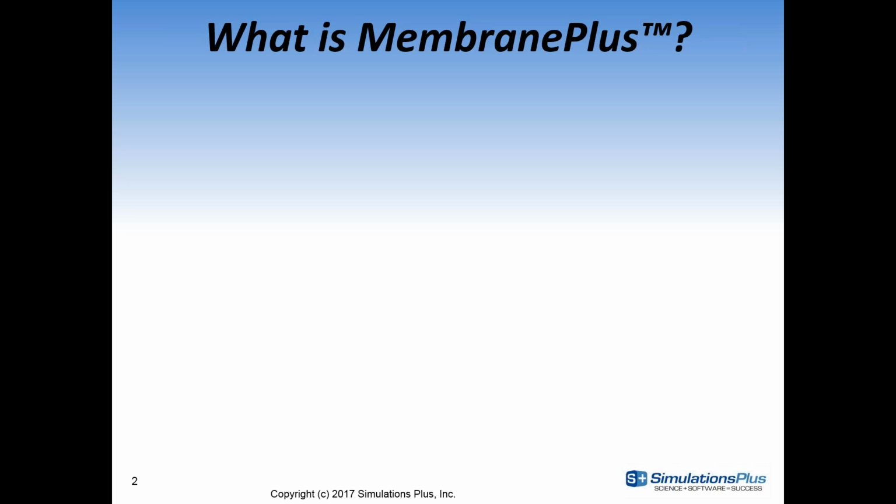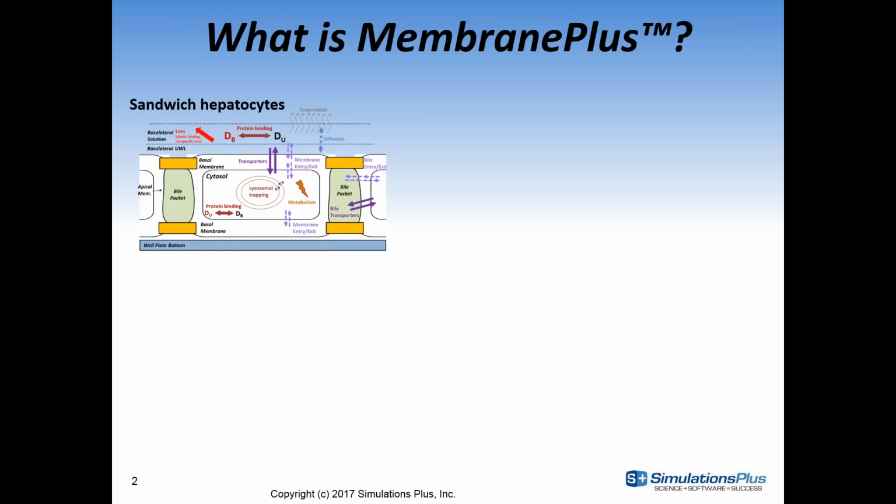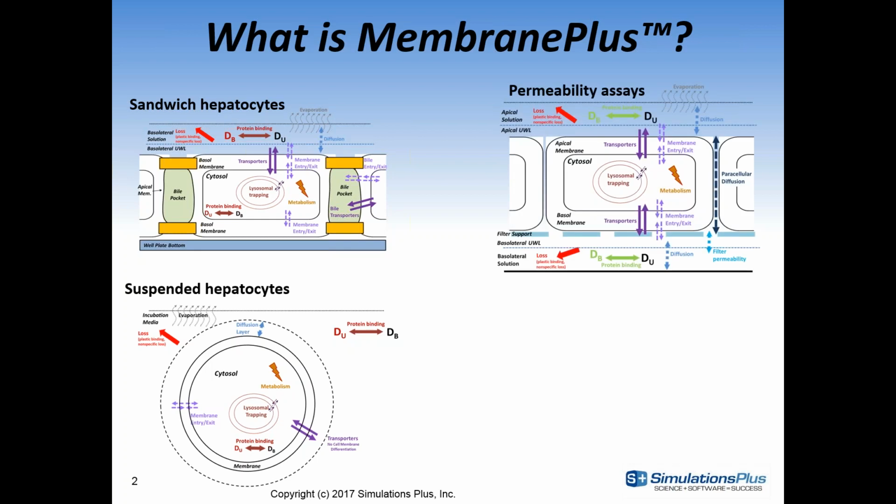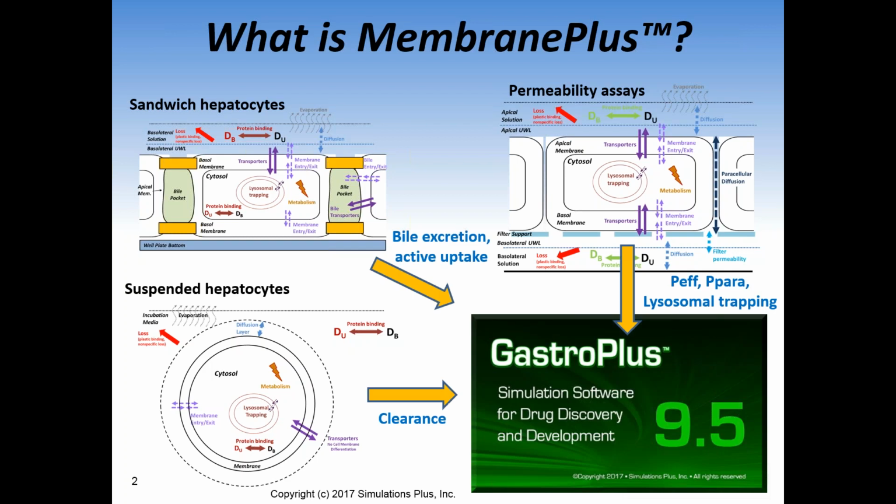We've got two new models in MembranePlus to talk about today. We have a new sandwich hepatocyte model to predict the disposition of drug in the cells, as well as the bile pocket, and look at bile transporters in the sandwich hepatocyte assay. We also have a new suspended hepatocyte assay that allows you to look at your clearance mechanisms and any active uptake in those systems as well. And then, of course, from version 1, we still have all of our permeability assays, Caco-2, MDCK, and PAMPA. These all provide inputs so that you can better populate your GastroPlus simulations.